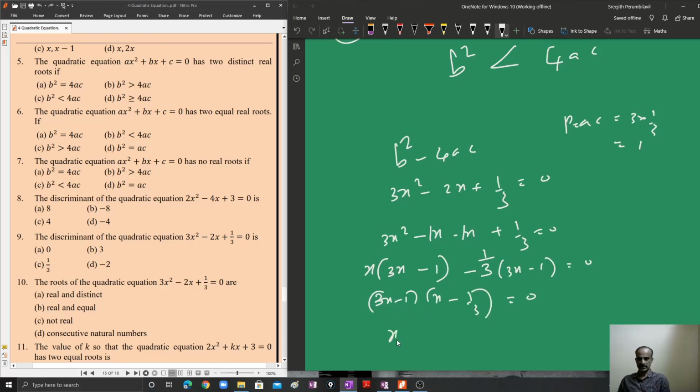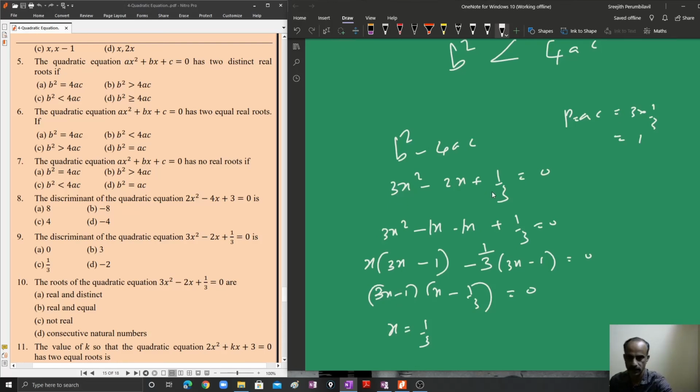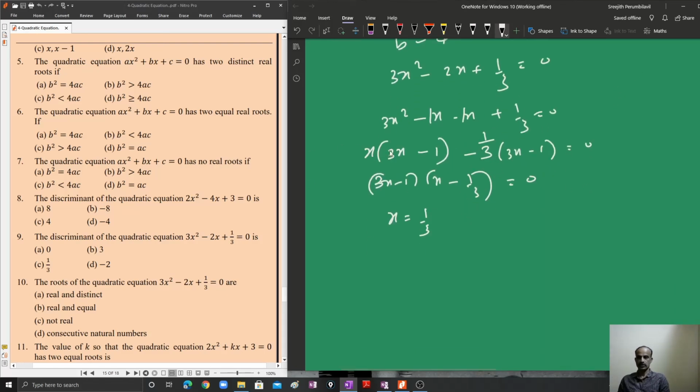Okay, is it clear? So 3x minus 1 into x minus 1 by 3 equal to 0. So x is equal to 1 by 3 and x is equal to what? 1 by 3. No, there should be some problem somewhere. We just went in a hurry. Okay, 3x is taken outside: x, 3x minus 1, and 1 by 3 is taken outside 3x minus 1. In this case you will get 3x minus 1 equal to 0, x is equal to 1 by 3. X minus 1 by 3 is equal to 0, x is equal to 1 by 3.